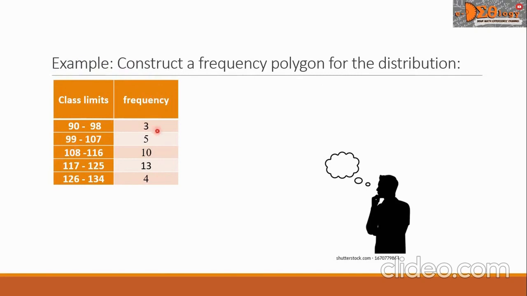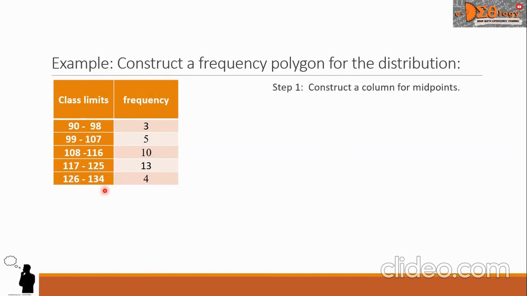A frequency of 3 for the class 90 to 98. A frequency of 5 for the class 99 to 107. A frequency of 10 for the class 108 to 116. A frequency of 13 for the class 117 to 125. A frequency of 4 for the class 126 to 134.